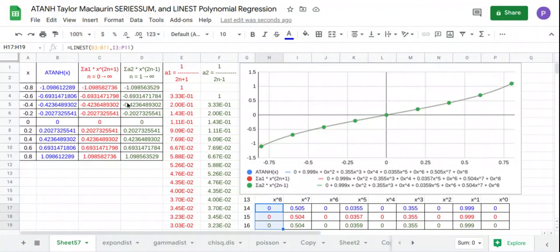So we can use this expansion or this expansion. We still get the same results. This completes the use of array formula, data validation, LINEST polynomial regression in the Taylor-Maclaurin series sum expansion of the inverse hyperbolic tangent.